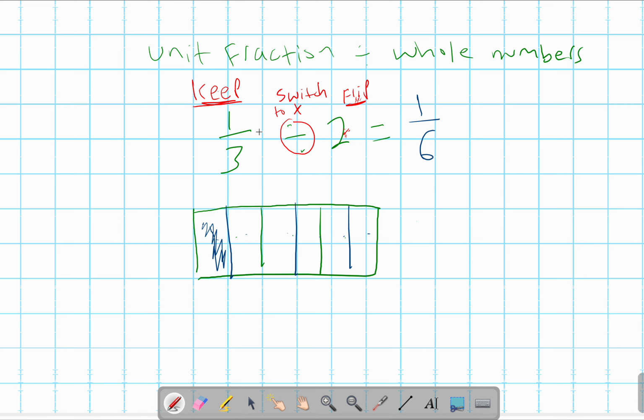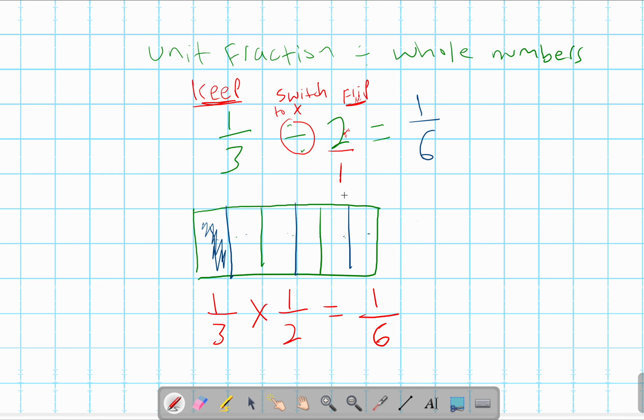Okay, so let me see how that works. So I'm going to do it again. Without the diagram, I'm going to do 1/3. So I'm going to switch this division sign to multiplication. And this I want to flip, because in reality this 2 as a fraction is 2 over 1. So we're going to flip this as 1 over 2, such that we can just multiply across. 1 times 1 is 1. 3 times 2 is 6. So the answer is 1/6. And this method works with any division of fractions.